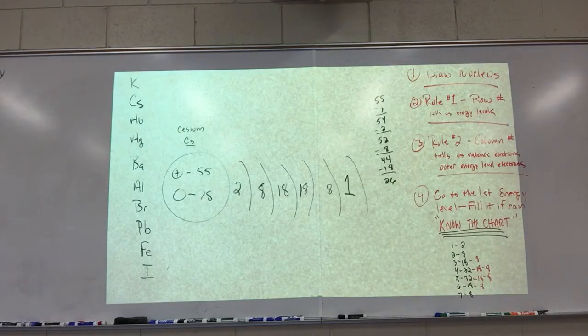So what if it was 27? Then what would you do? What if you had 27 left? I'd put 18 and 9. Okay. I'd put 18 and 9. Which, guess what, is what number? 27. It's barium.